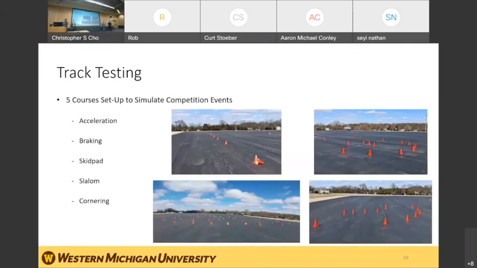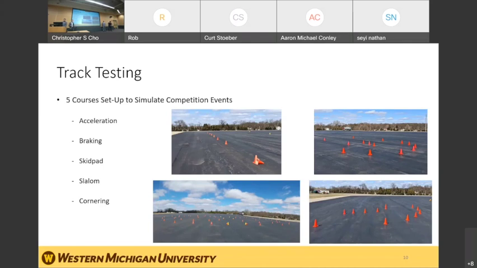Eaton's Marshall Proving Grounds were used to conduct on-track testing. 5 courses were set up to simulate competition events. First being acceleration, where the car will accelerate in a straight line for 75 meters. Next, the braking event, where the car will accelerate, lock all 4 wheels, and be required to stop in a certain braking area.